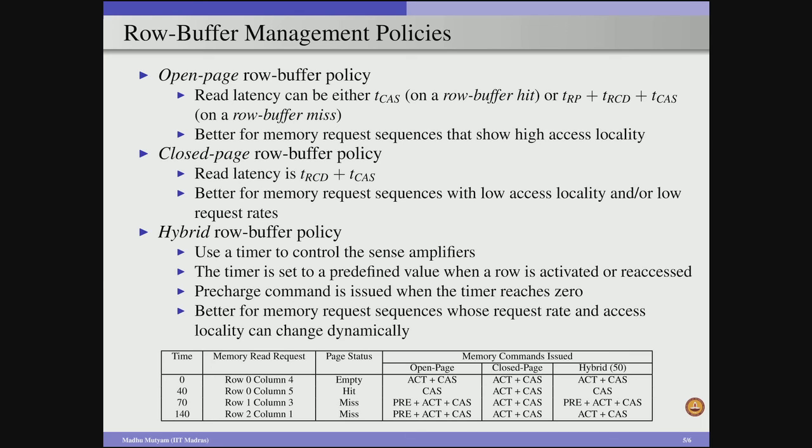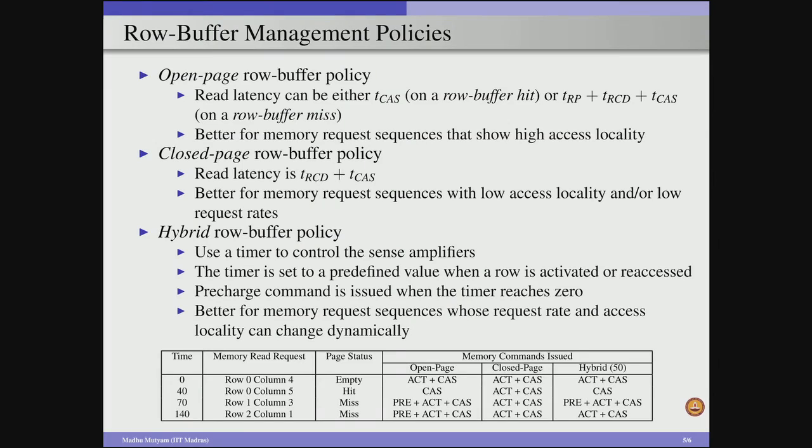When we consider hybrid policy, we know that in the hybrid policy the row is retained for a fixed amount of time duration in the sense amplifiers, but our third request is to a different row. As a result, we incur a penalty in terms of issuing a pre command and then issuing an act and cache. So, effectively the hybrid policy is going to take the same amount of time as that of open page policy. So, effectively for the third request, the closed page policy is efficient as compared to the other two policies.